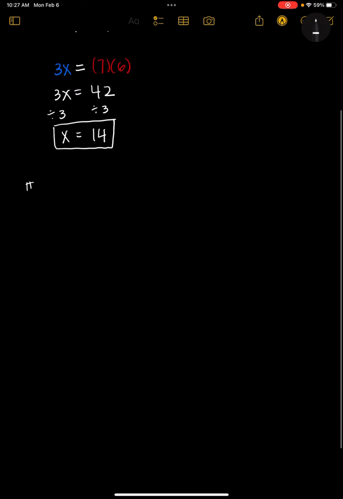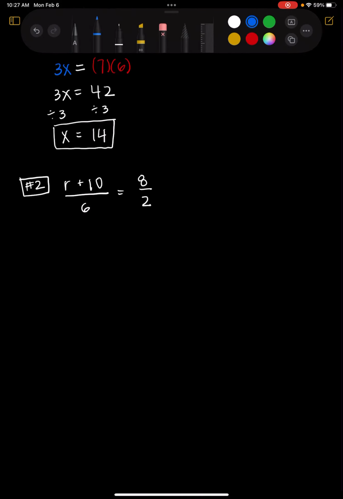The next example is r plus 10 over 6 is equal to 8 over 2. And once again, we're going to use that cross multiplying. And so I'm going to do it with the different colors again.